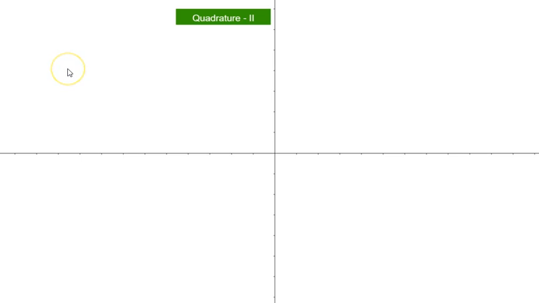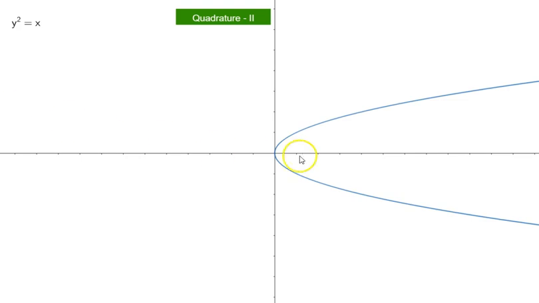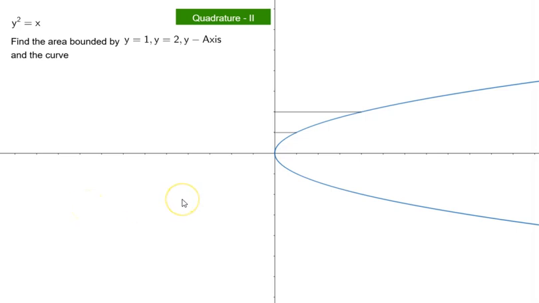Let us look at some more quadrature. Let's say we have y square is equal to x. Now the curve looks like this. Now we have to find the area bounded by y is equal to 1, y is equal to 2, the y-axis and the curve. So this is y equal to 2 and this is y equal to 1, and you have the y-axis and the curve.